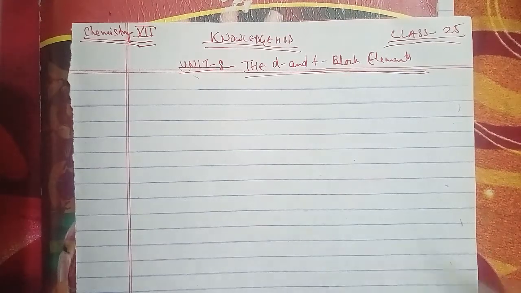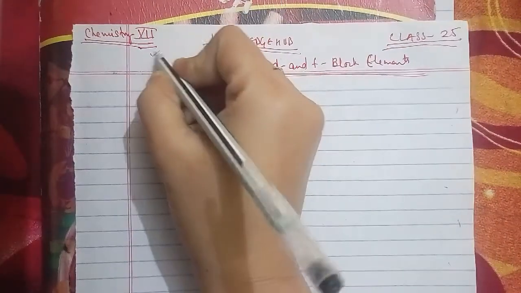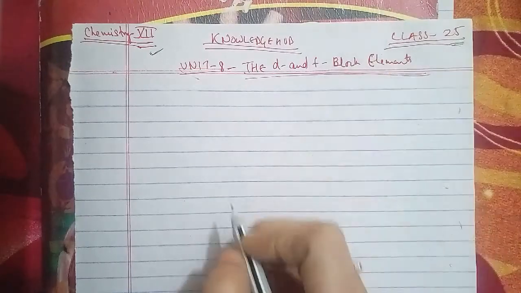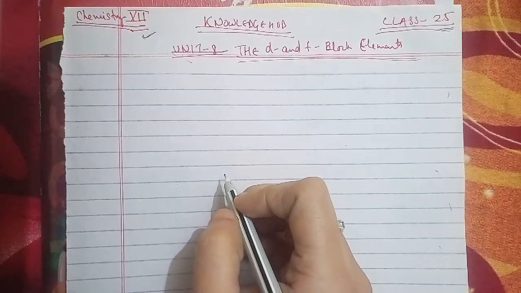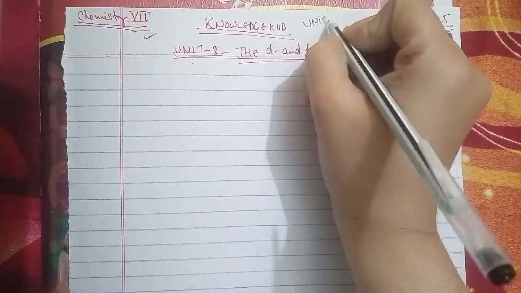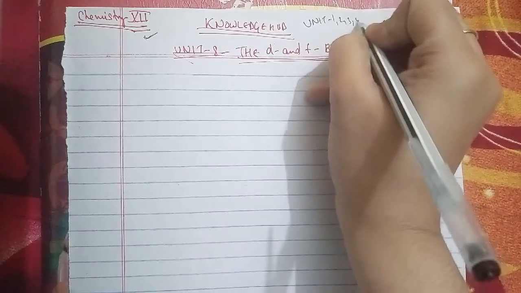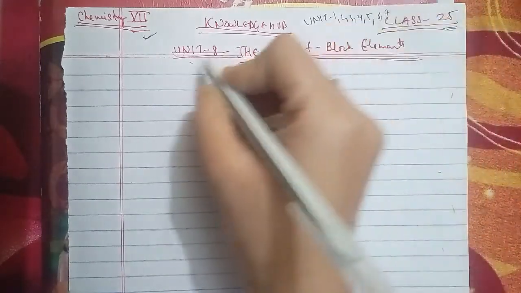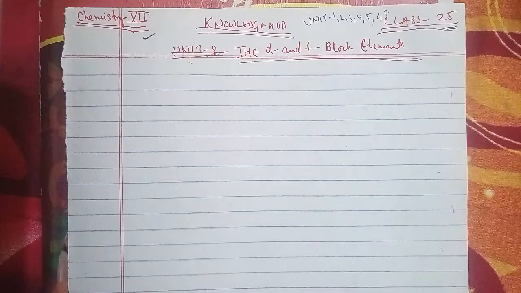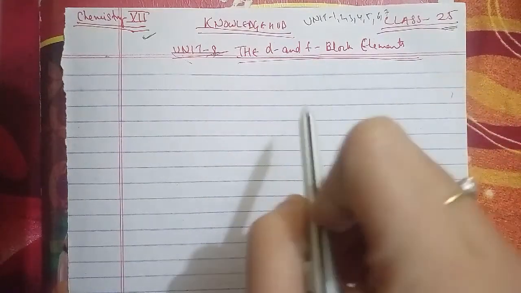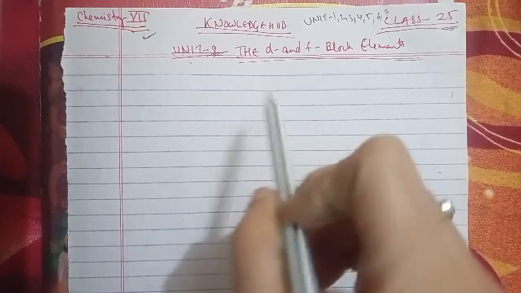Today we're going to start with your Chemistry Class 12th classes. This is your class 24-5, and 24 classes we have done here. In the same case we had covered Unit 1, Unit 2, Unit 3, Unit 4, Unit 5, Unit 6 and Unit 7, and this is your Unit 8 which we have to complete, where we have to complete the D and F block elements as well, and that is also an important one.